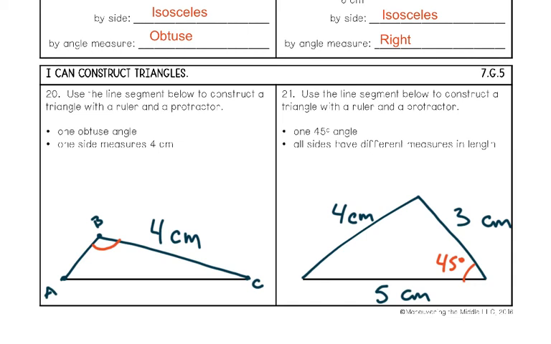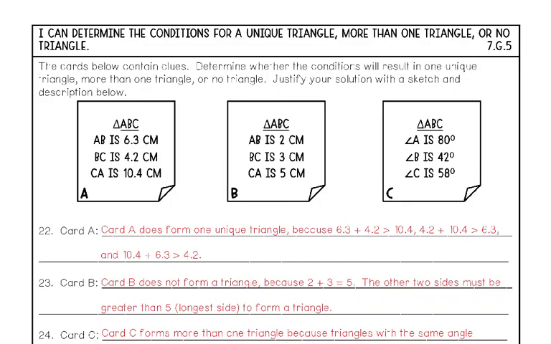On number 21, it's asking for a triangle with one 45-degree angle, and then all sides have different measures in lengths, which is a scalene triangle. Again, yours is probably going to look different than mine, but here's just two examples of triangles that meet that criteria. So for the next section, I would go ahead and have my triangle conditions paper out with me as a little cheat sheet to look at this.